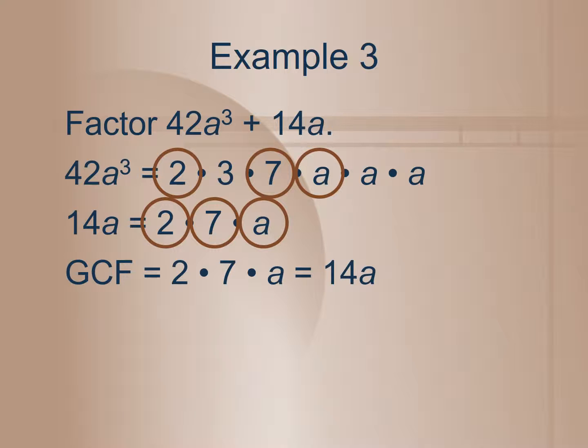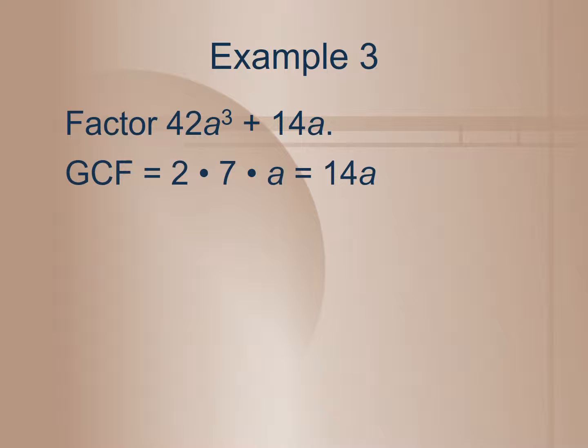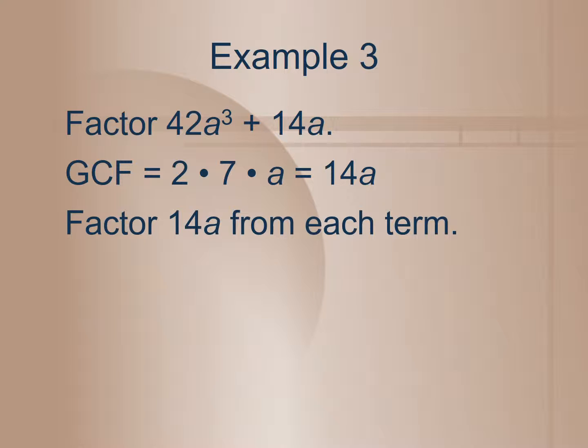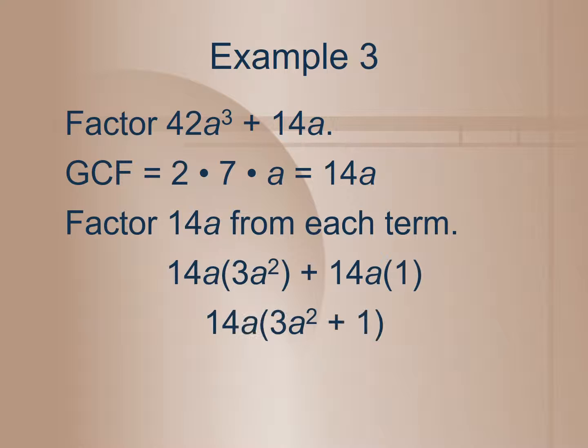So now we know what we want to factor out. We know what the greatest common factor is. So we're going to divide that from every term, right? So 42a cubed divided by 14a leaves us 3a squared. And 14a divided by 14a leaves us 1. So when we factor out the 14a, so we divide both of them by 14a, we're left with 3a squared plus 1.